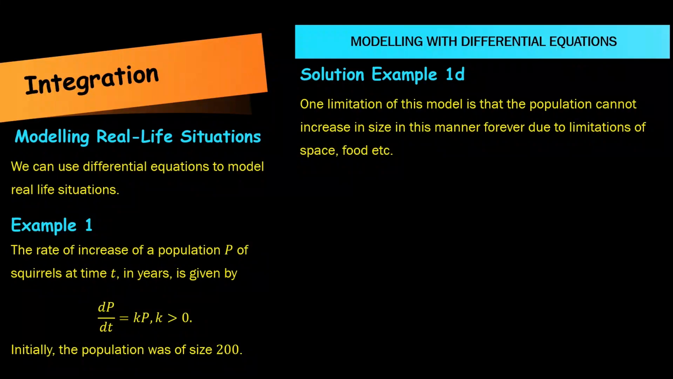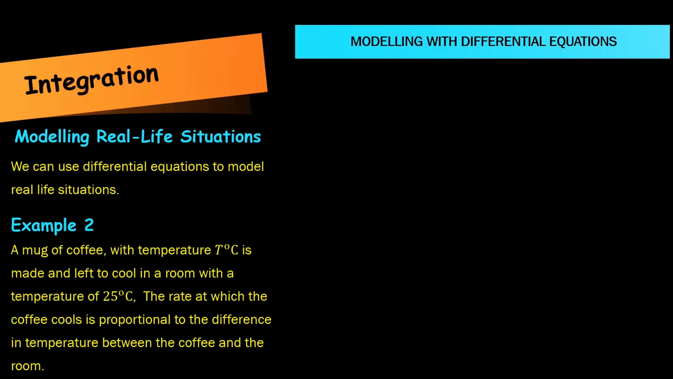Now let's take a look at another example. A mug of coffee with temperature T degrees Celsius is made and left to cool in a room with a temperature of 25 degrees Celsius. The rate at which this coffee cools is proportional to the difference in temperature between the coffee and the room.